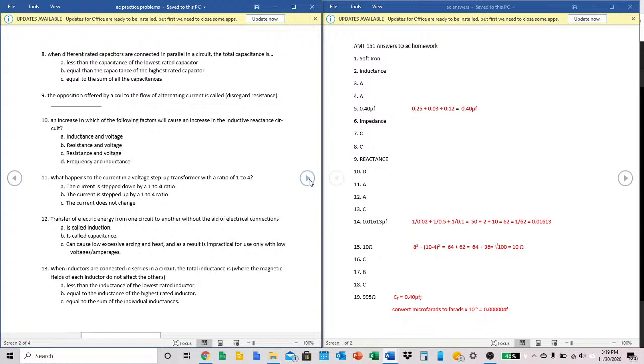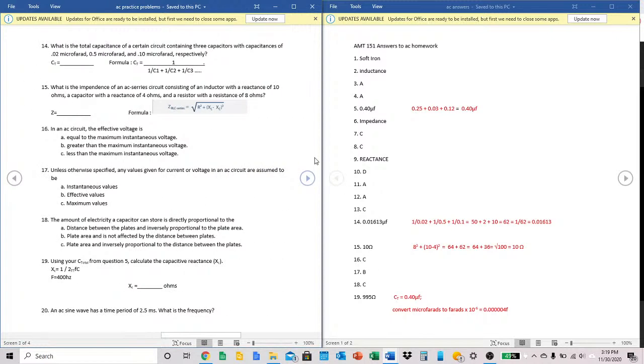Number 11, what happens to the current in a voltage step-up transformer with a ratio of 1 to 4? That is A, the current is stepped down by a 1 to 4 ratio. Number 12, the answer is A. Transfer of electric energy from one circuit to another without the aid of electrical connections is called induction. Number 13, when inductors are connected in series in a circuit, the total inductance is C, equal to the sum of the individual inductances, where the magnetic fields of each inductor do not affect the others.